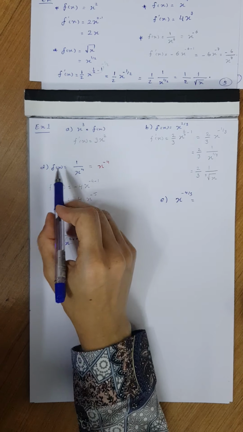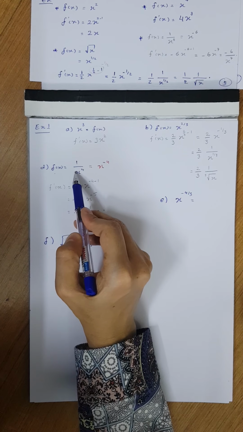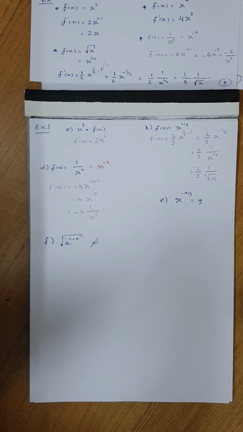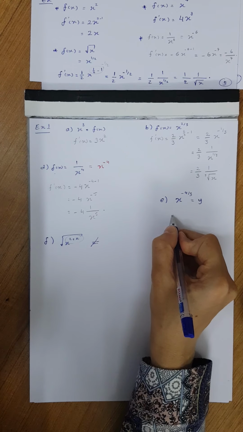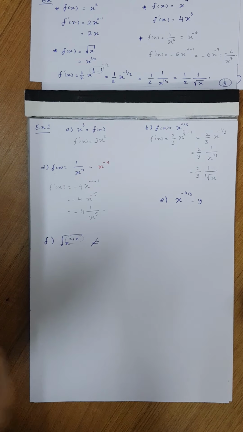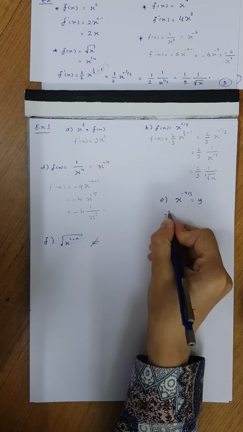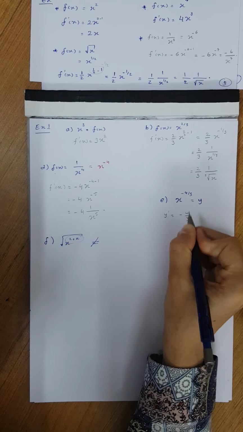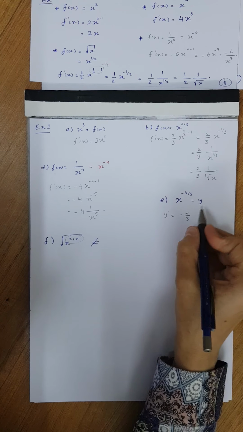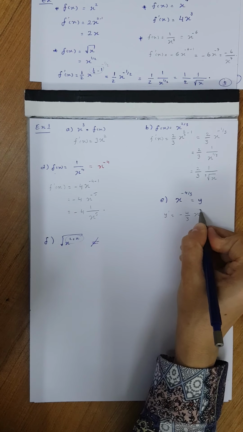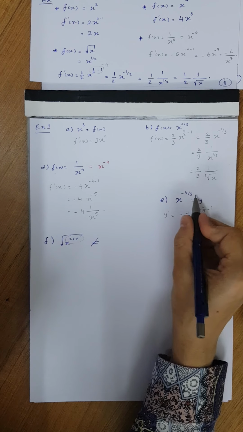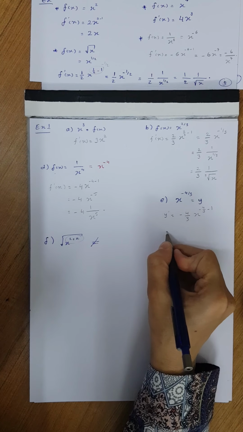Of course, if you can write f of x is equal to this one, we can also write y is equal to this one because f of x is equal to y. So if you want to find the derivative of this one, how can we find it? Again, y prime is equal to minus 4 over 3. The power comes down in front of the x, and x to the power of minus 4 over 3 minus 1. We are decreasing the power by 1.